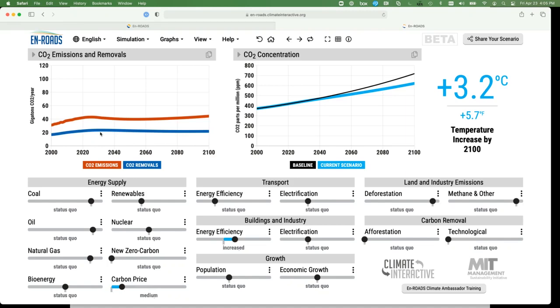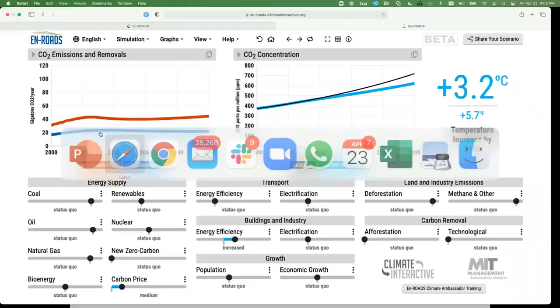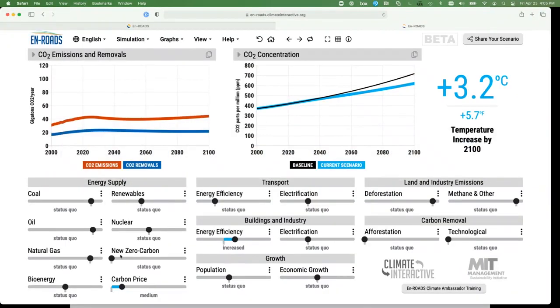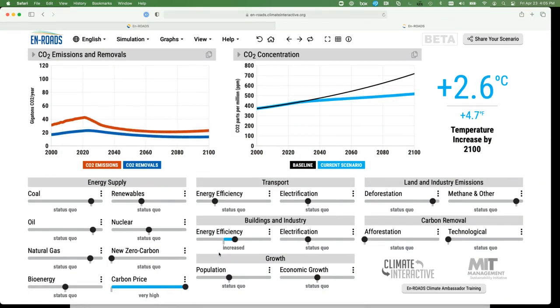Well, look at the bathtub again. If you want the level of water in the bathtub to be flat, the emissions, the inflow, needs to equal the outflow. They need to be the same. So let's make that happen. Watch as we increase the carbon price and the red line of emissions comes down closer and closer and closer and closer to the blue line. And we're going to have some other actions in these other areas.